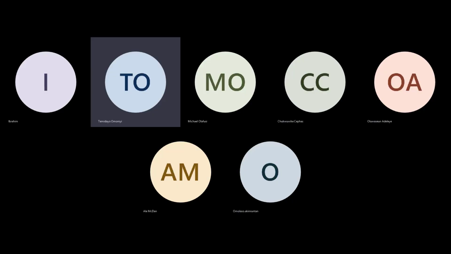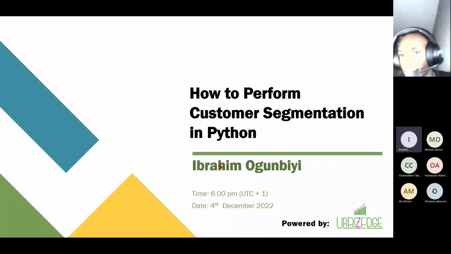WhatsApp number on the chat box. Ibrahim, you can check his WhatsApp number. Okay, I can trust you. Okay, well, thank you very much. Awesome. Okay. I'll do the presentation right about now.